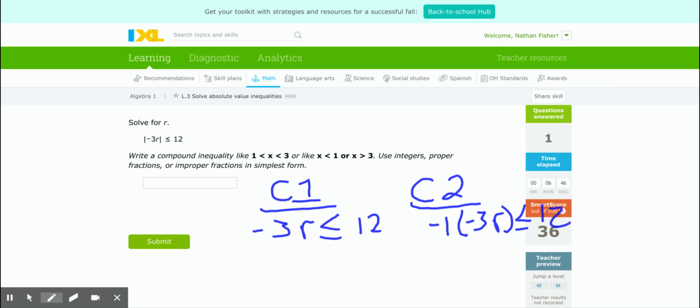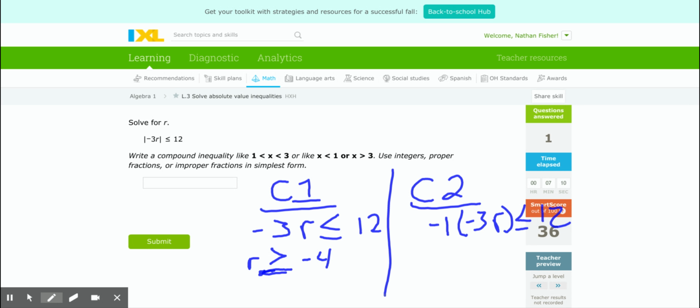Okay. So for case 1, I would divide both sides by -3. That would leave me with R. Because I'm dividing by a negative, that inequality symbol is going to flip. And then I'm going to have 12 divided by -3 is -4. So numbers that are greater than or equal to -4.